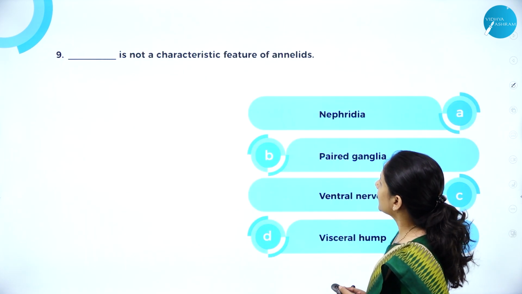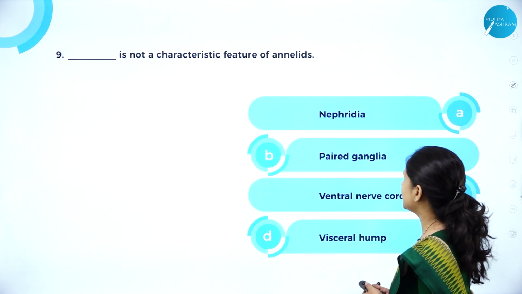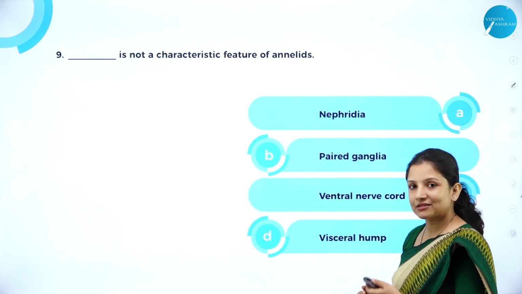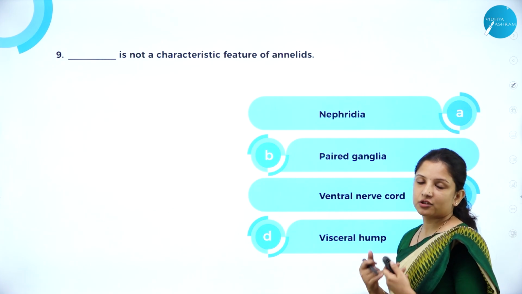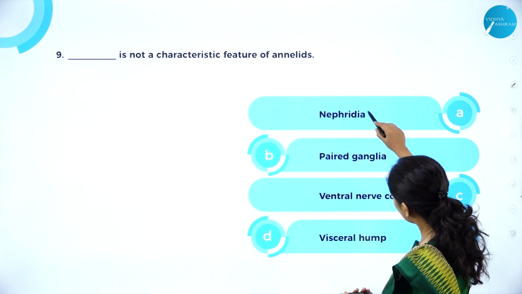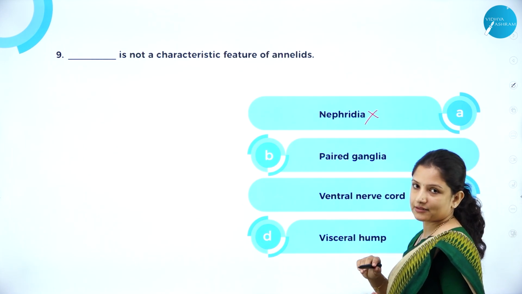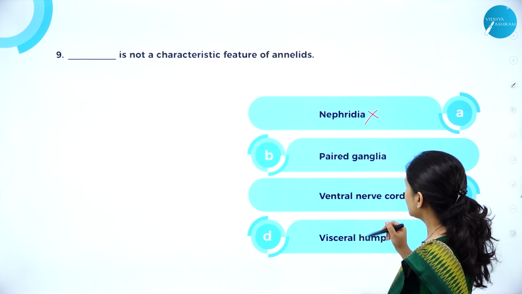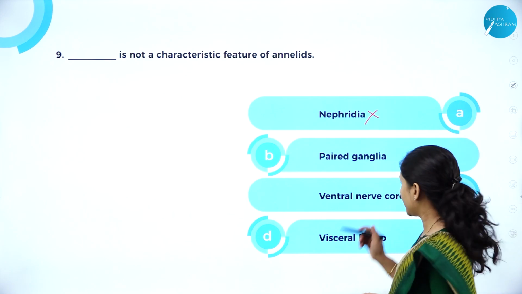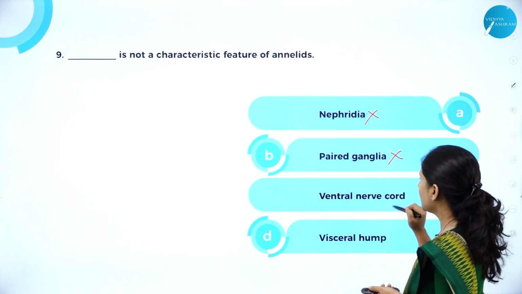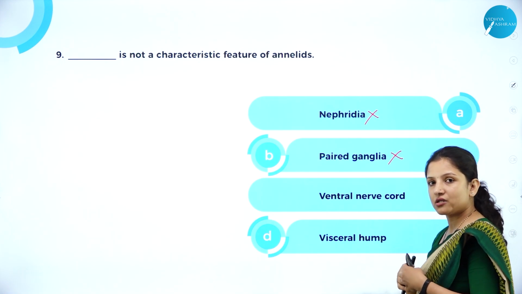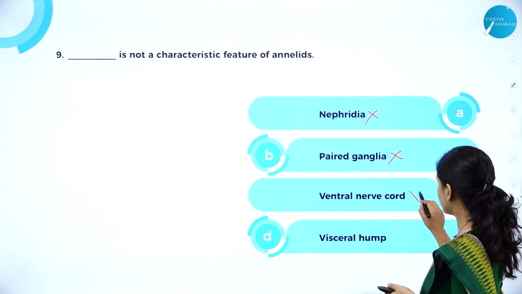Next, dash is not a characteristic feature of annelids. Is it nephridia? Annelids have nephridia, which is their excretory unit, right? Which helps in osmoregulation and eliminating waste from the body. So this is not the right answer because it is one of the characteristic features. Is it paired ganglia? Yes, they have paired ganglia in the nervous system. So this is not the right answer. Ventral nerve cord? Yes, they have a ventral nerve cord to which all the lateral nerves are connected. So this is also not the right answer.